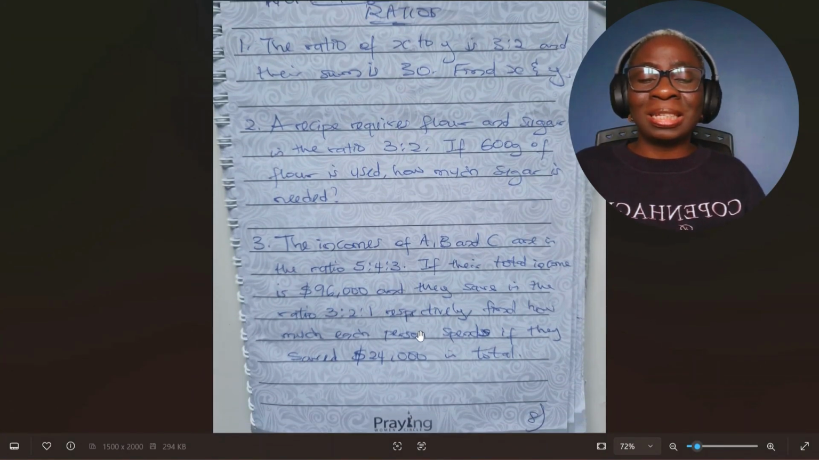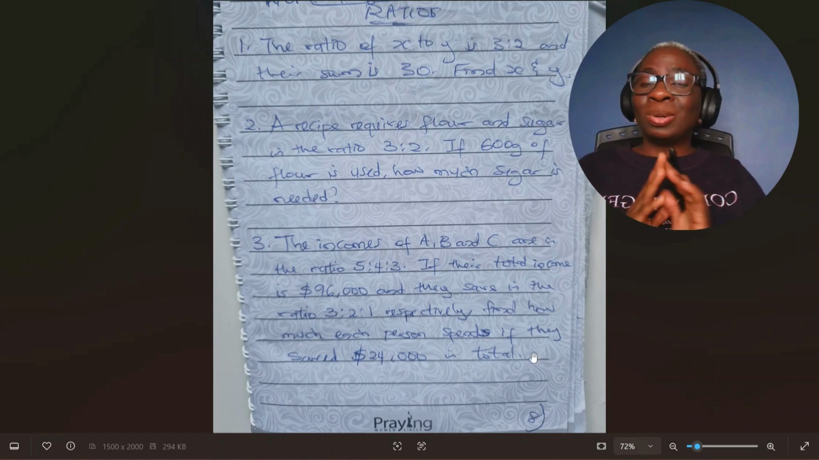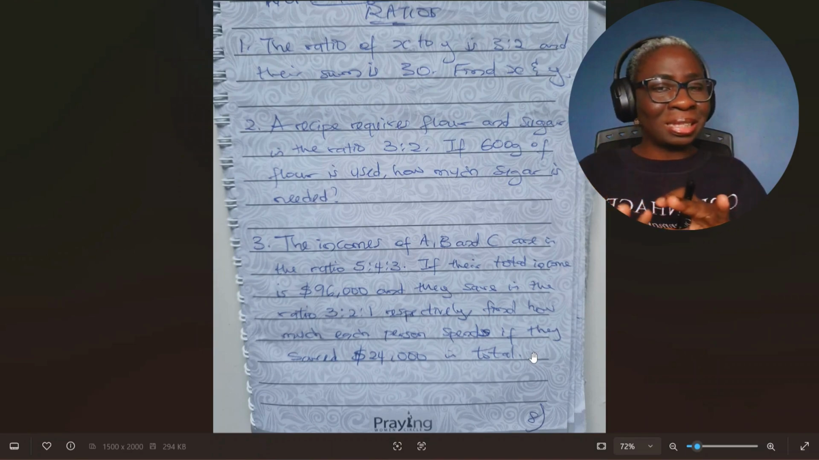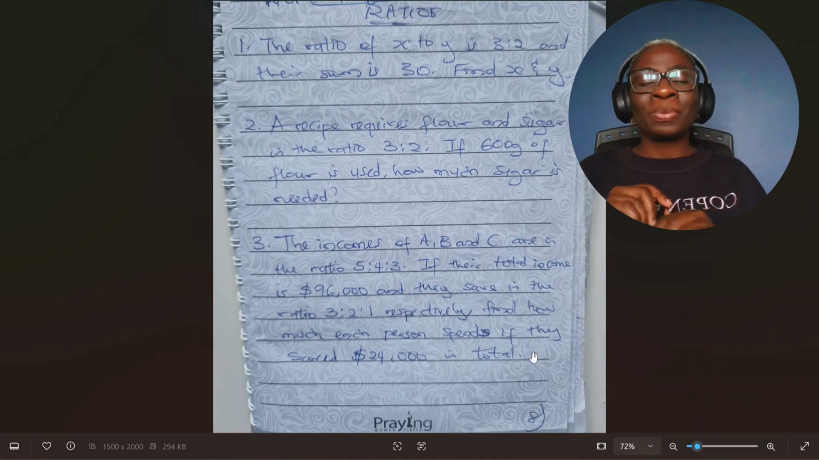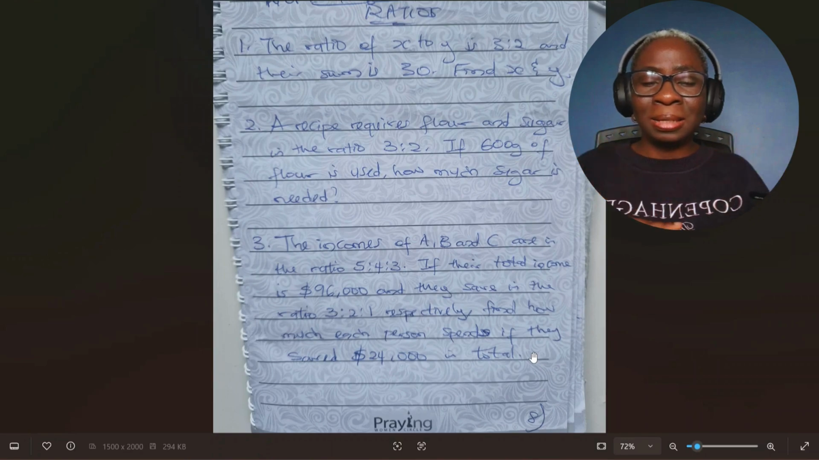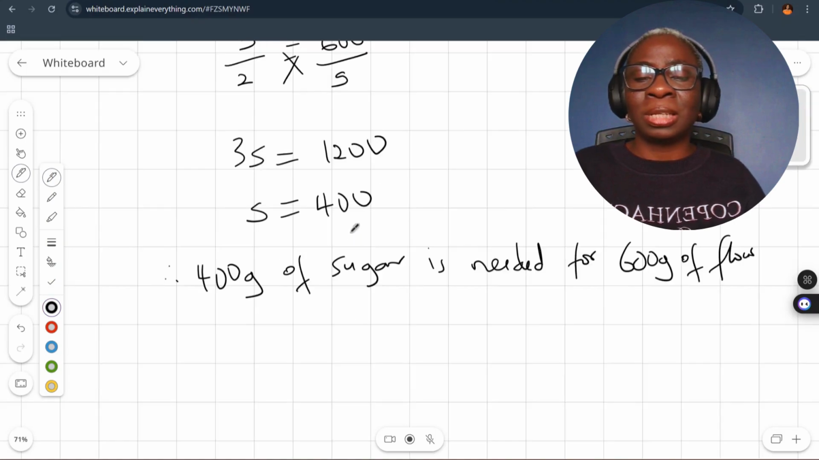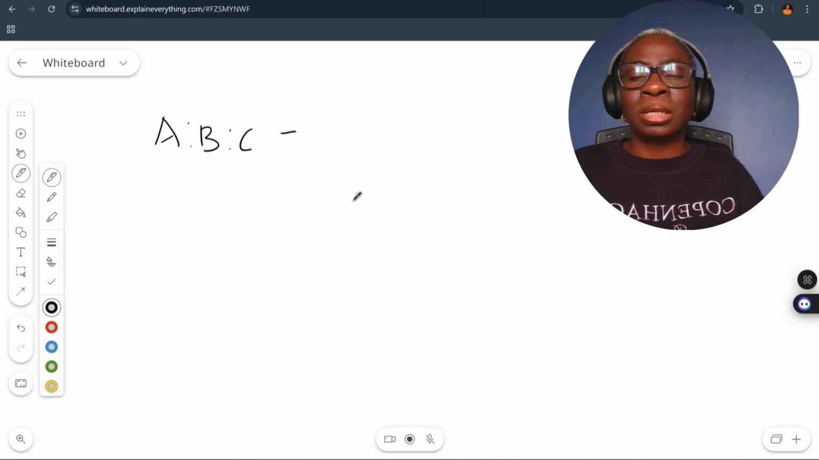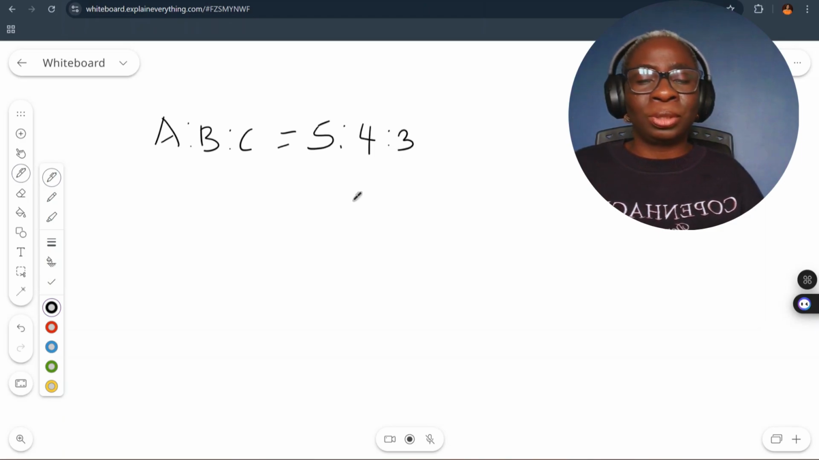So the last one says the income of A, B, and C. Now, this is going to be a little bit different. So let's take it step by step. The income of A, B, and C are in the ratio 5:4:3. So let's write the ratios down. We have A ratio B ratio C to be equal to 5:4 and then ratio 3.